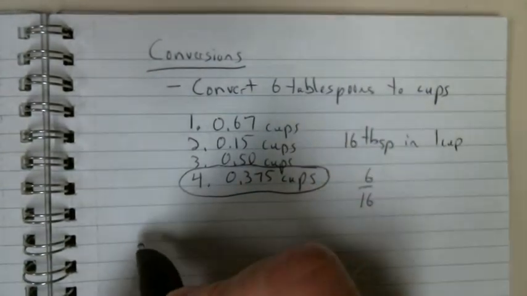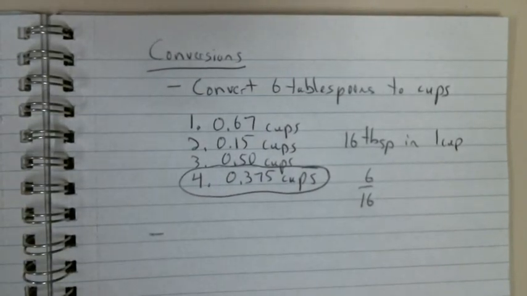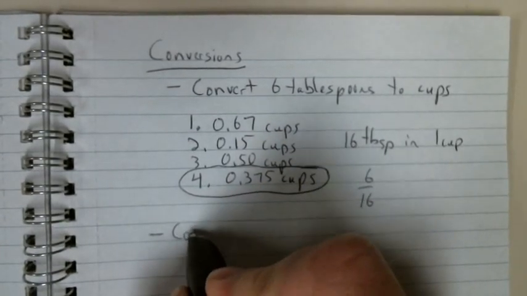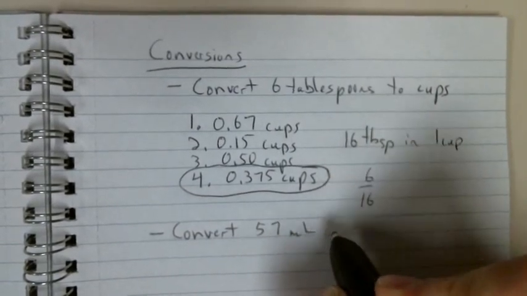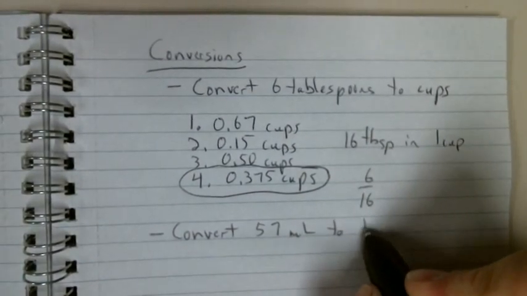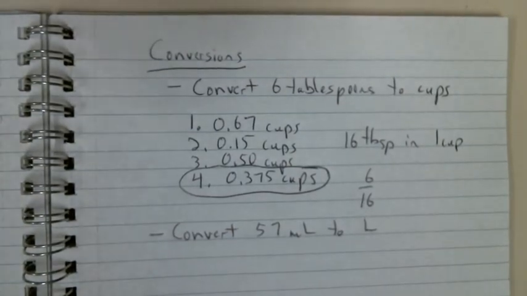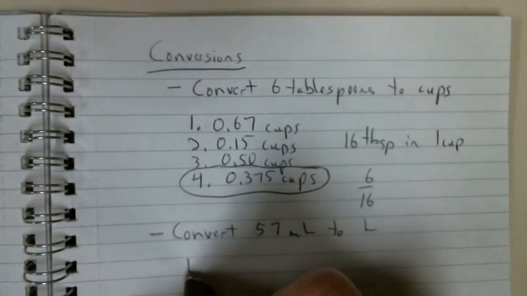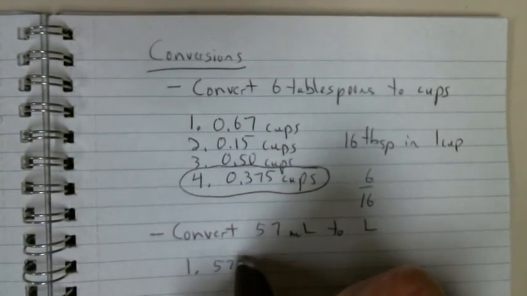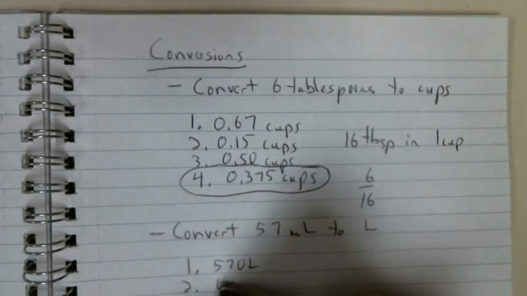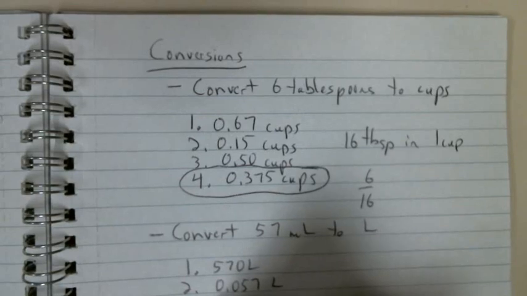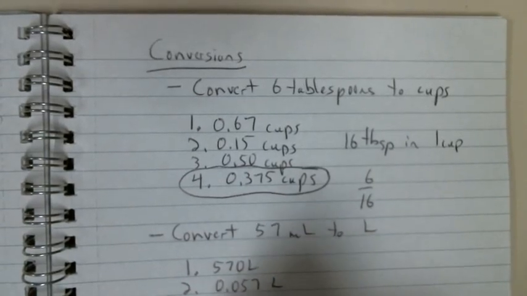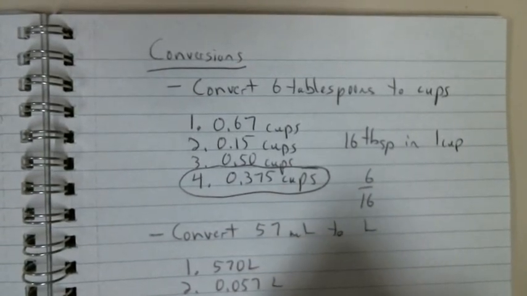But let's do another one before we get started with how we're going to do it in chemistry in a more systematic way. And that is, let's convert 57 milliliters to liters. And if you have our choices, let's put the choices down. 570 liters, 0.057 liters, 0.57 liters, and 4 is none of these.